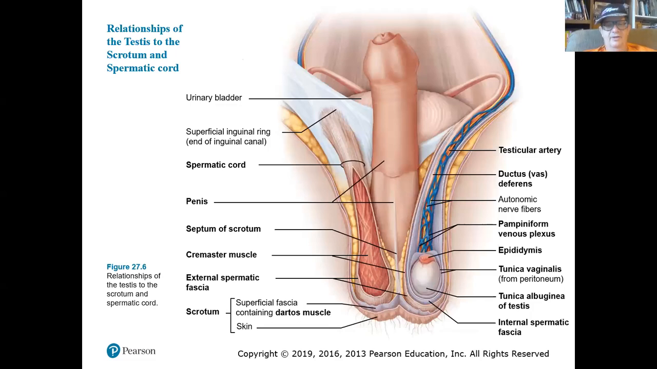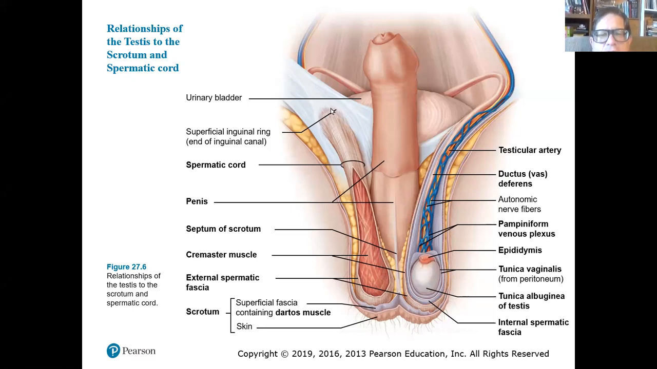Here we have the penis, okay? And well, I guess we'll talk about the penis later. But right now we have the testes in the scrotum, and each one has a spermatic cord. Hold on a second. Okay, so we weren't supposed to be talking about the penis. We were supposed to be talking about the spermatic cord and the scrotum.